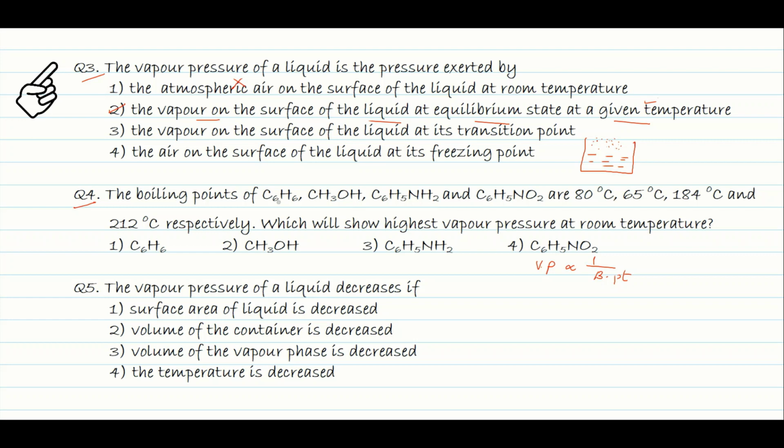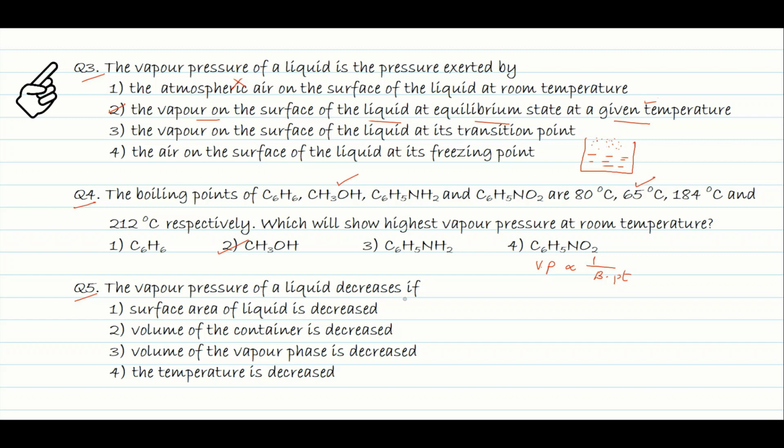So, out of these four compounds, which will be having lowest boiling point? If you go through these values, we find that 65 degrees Celsius is the lowest temperature. It is possessed by CH3OH, methanol. So, methanol with the lowest boiling point shows highest vapor pressure. So, option 2 is correct. Then next question. Question 5.